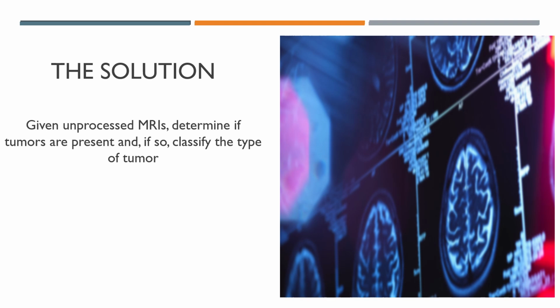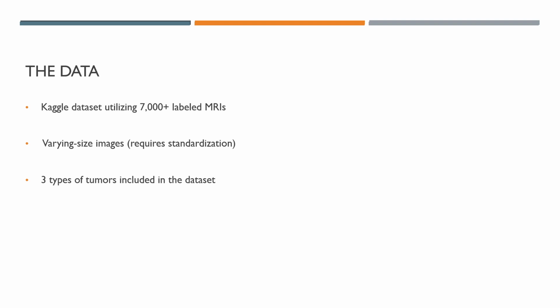Before we talk about the models and experiments, I'll discuss the data that I used. The data contained 7,000 MRIs that consisted of various sizes and included three different types of tumors, which are the pituitary, the meningioma, and the glioma tumors. These images all required pre-processing, which involved resizing the images using cubic interpolation to maintain the aspect ratio, as well as applying a color threshold in order to remove background noise from the images.